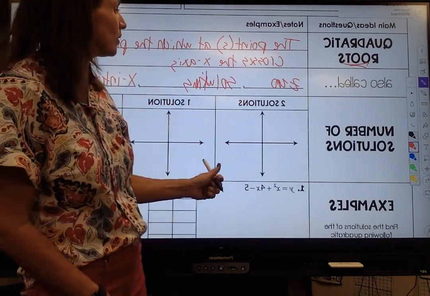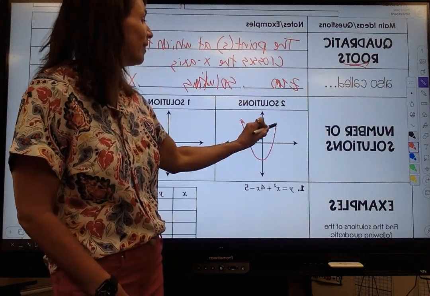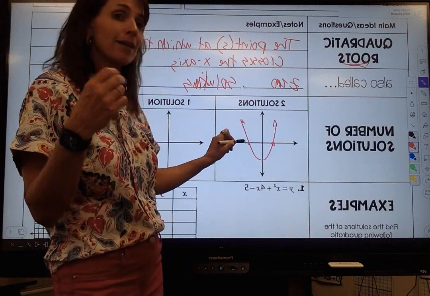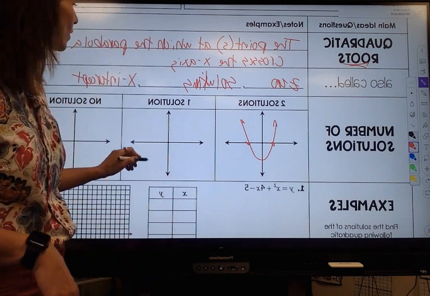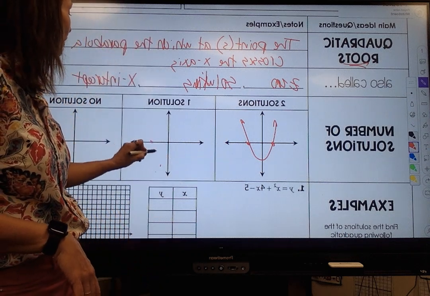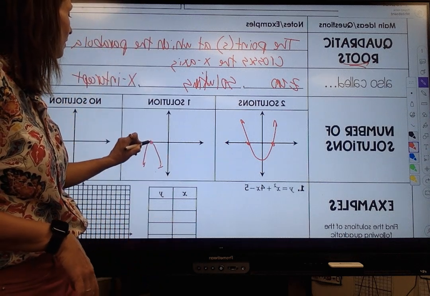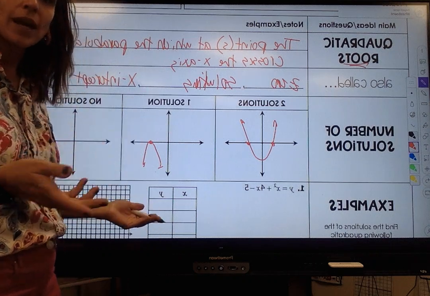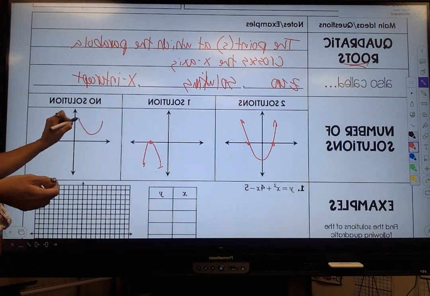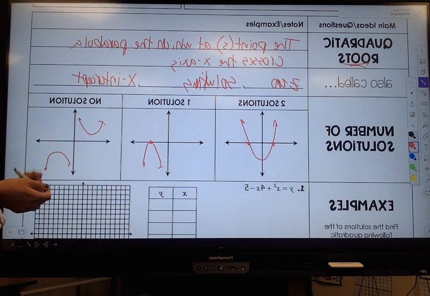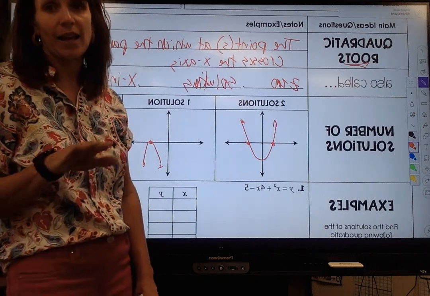Okay, so what does it look like if you have two solutions? Well, it's crossing the x-axis 2 times. What does it mean when you have one solution? Well, it means it crosses the x-axis 1 time. And no solutions means it does not cross. It doesn't cross the x-axis at all.